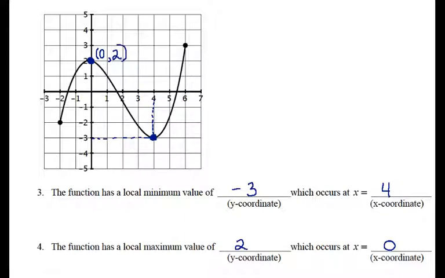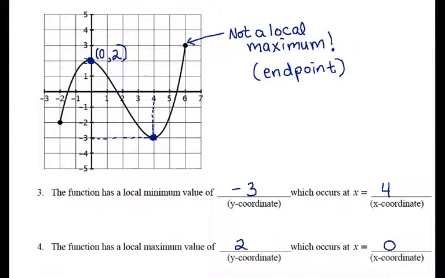Remember that we don't use endpoints as minima and maxima, at least when we're talking about local minima and maxima. So this will become relevant when we start to talk about absolute extrema, but we would not call this a local maximum value here. Remember when you're finding your local minima and maxima to not consider the endpoints at that time.